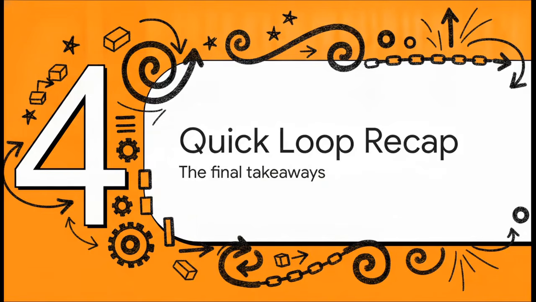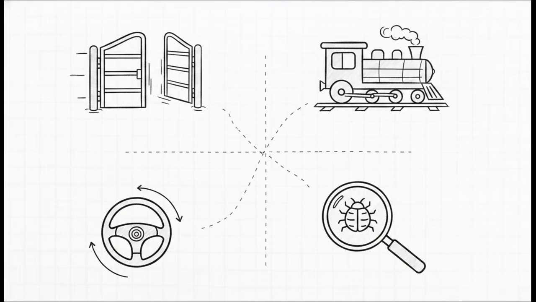Which brings us to Section 4, our quick loop recap. Mastering these tools elevates you from a beginner to someone writing truly efficient software. So let's lock in these final takeaways. We've seen how while loops handle flexible conditions, while for loops conquer predefined sequences. We learned that control statements like break, continue, and pass act as our steering wheel. And finally, embracing Pythonic syntax like enumerate saves us from those sneaky, hair-pulling bugs.